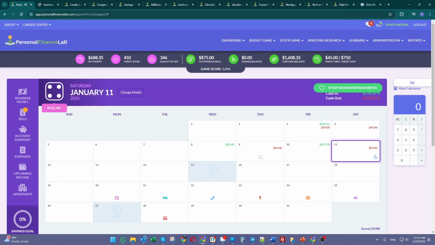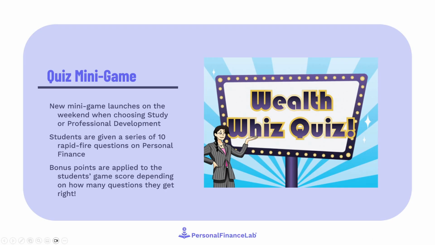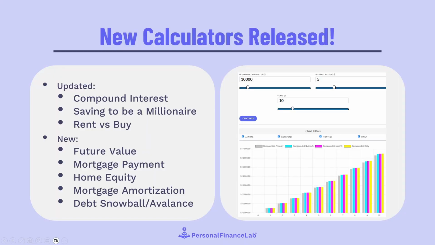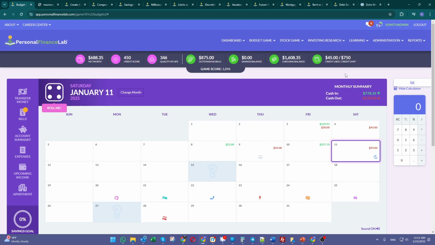Alright, so next up are the new features, our new calculators. We spent a lot of time over the winter break building out our calculator library. If you've been using Personal Finance Lab for a long time, you've known we've had a few calculators built into our platform for quite a while, the most popular of which is the Saving to Be a Millionaire calculator, but we also have compound interest, rent versus buy, and a few others. So we updated 3 of our calculators: the compound interest, Saving to Be a Millionaire, and rent versus buy. Let me pull those up so I can show you what they look like.